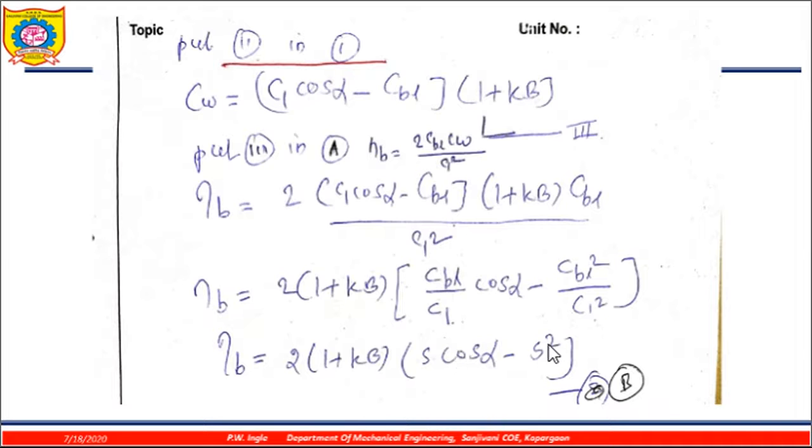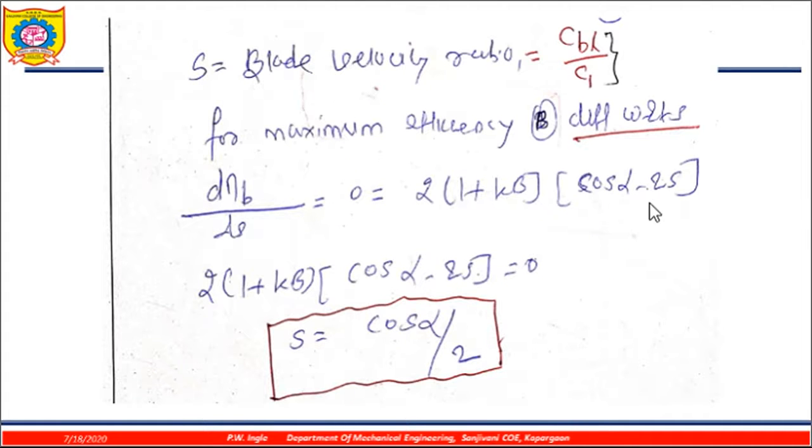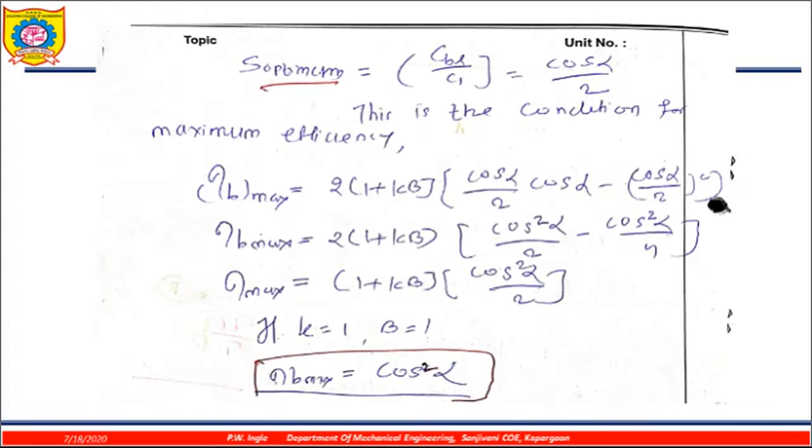So S square, d by dS of S square is what? 2S. So we are getting 2S cos alpha. So 2(1 + KB)(cos alpha - 2S) equals 0. So S equals what? Cos alpha by 2. So S optimum is CBL by C1 equal to cos alpha by 2.